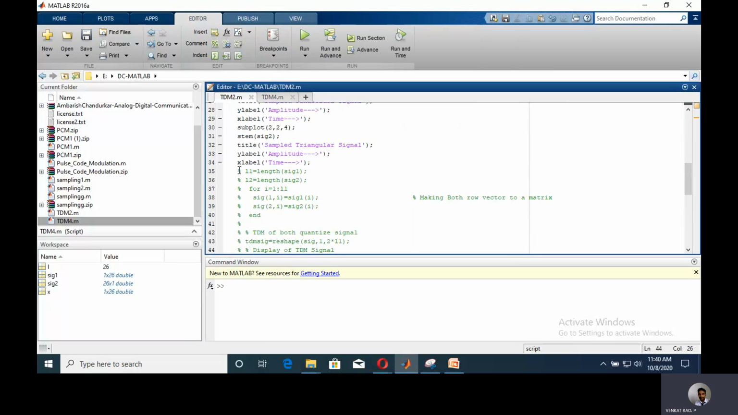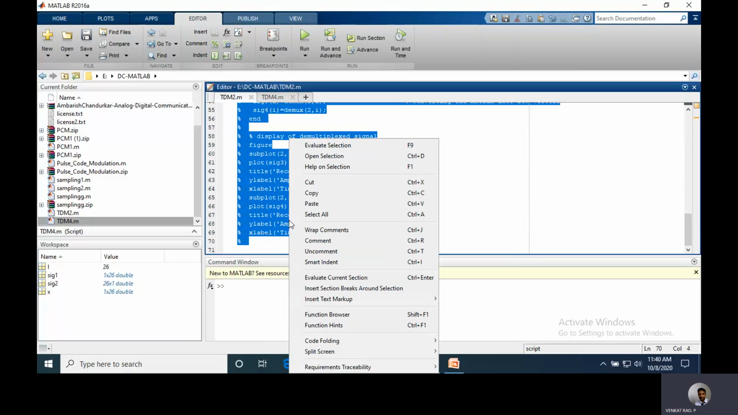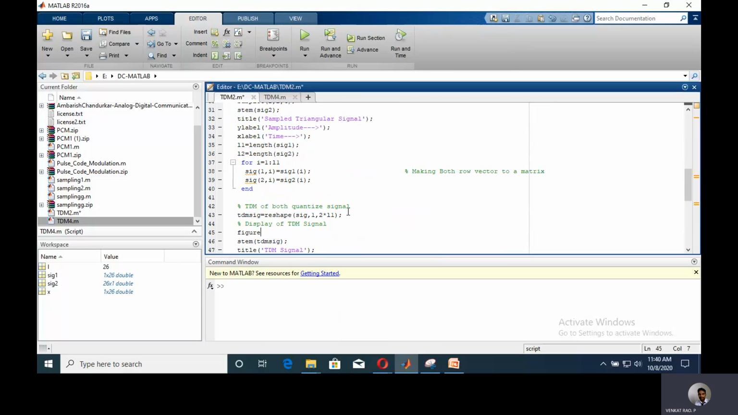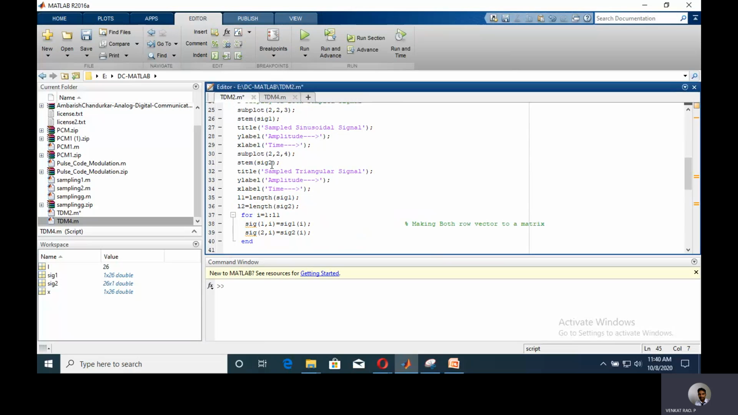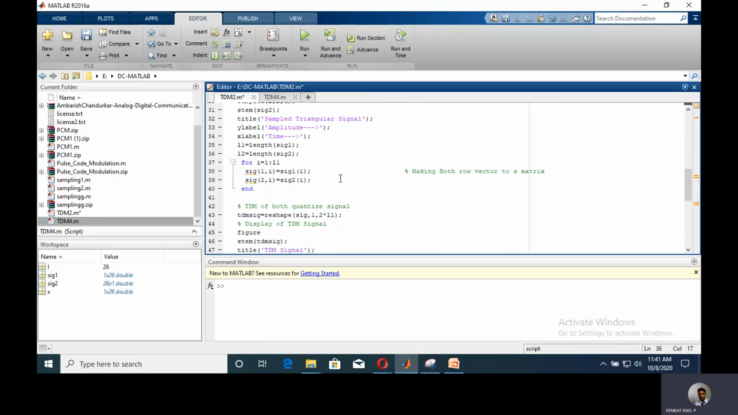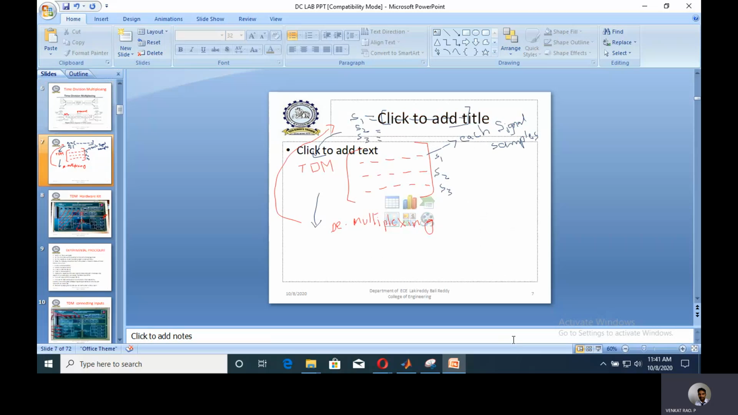Then only these sampled signals are going to be multiplexed. Now again I am removing this and commenting this. Now again observe. So we have displayed both the input signal as well as the sampled signal of this. Now let us consider L1, L2 are the lengths of the two signals. So here, in order to display the time division multiplexed signal, what we need to do is, let us observe this.